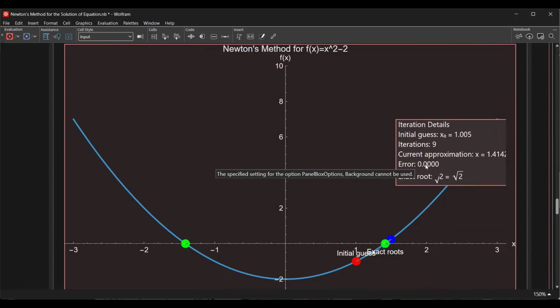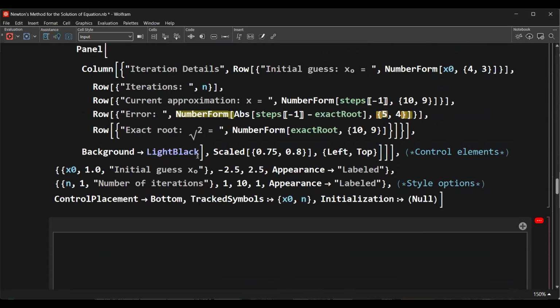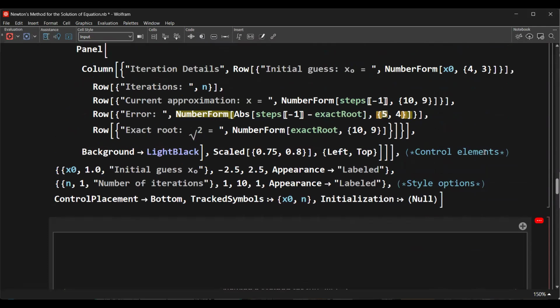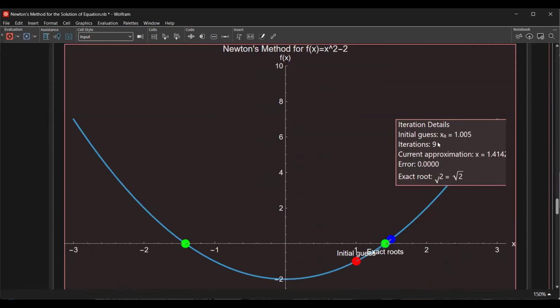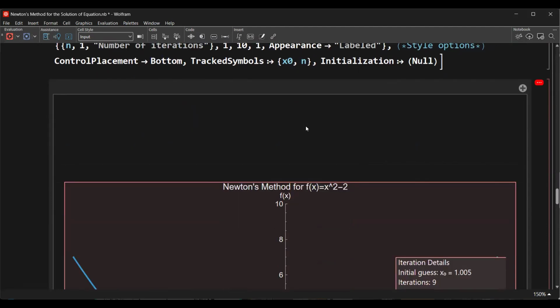So supposing these numbers are not all equal to 0, then we have the exact root here, square root of 2. So the number form, we have 10 digits with 9 decimal places. Here, the current approximation has 10 digits with 9 decimal places. The background here is light black. So we have the scale 0.75 and 0.8.